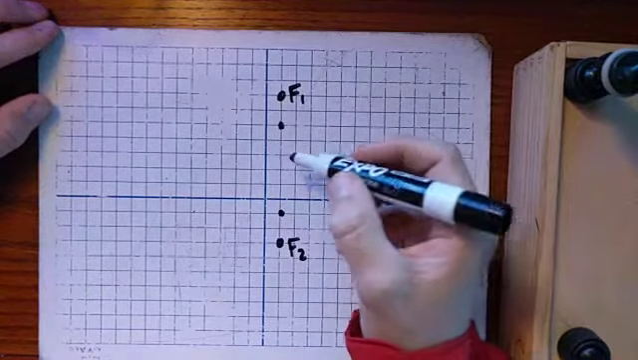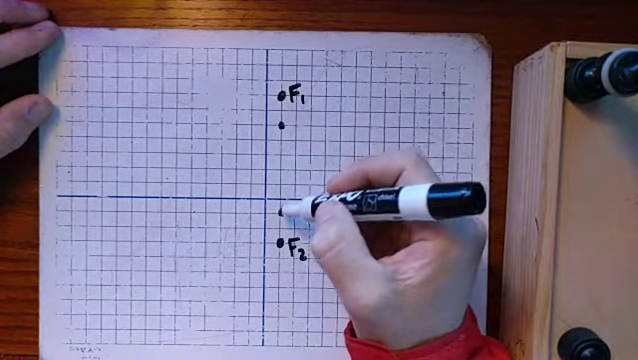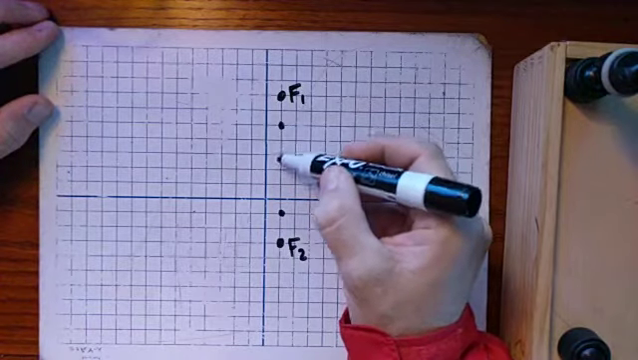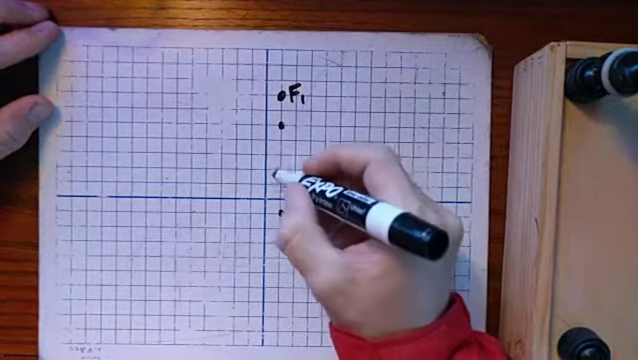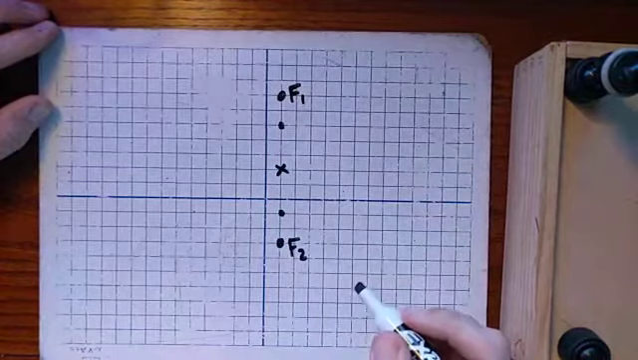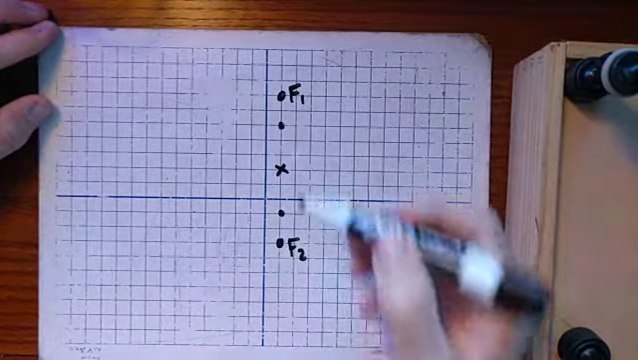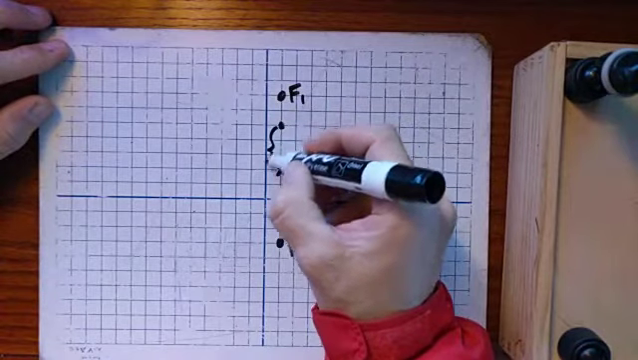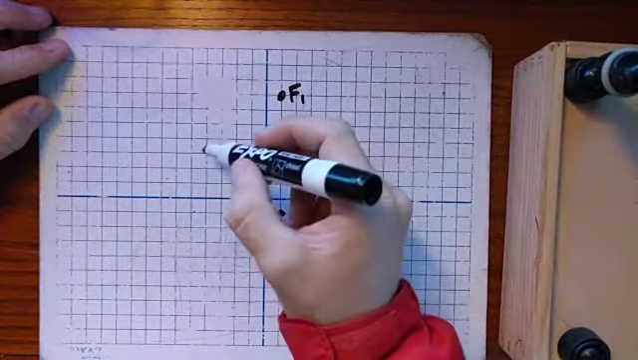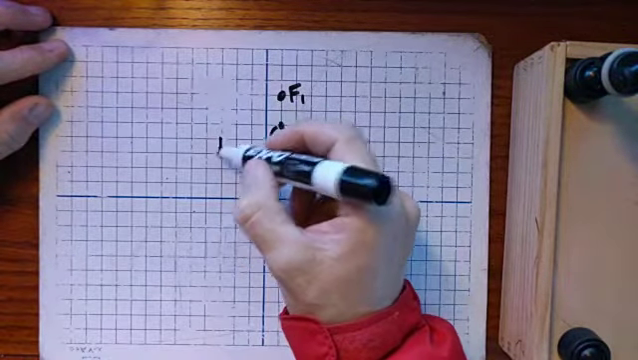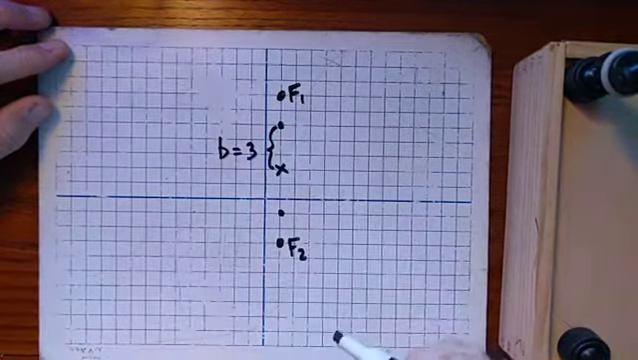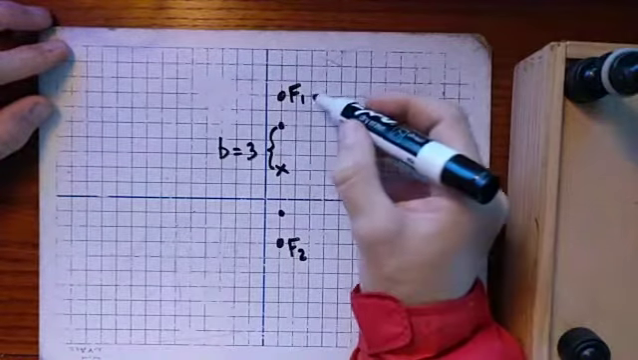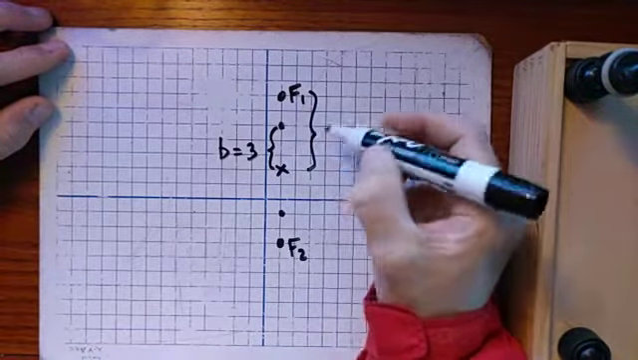Okay. So the center then, if there's 6 units here, 1, 2, 3, 4, 5, 6, the center must be right there, halfway between the vertices and also halfway between the foci. So right away, we can tell that this distance is 3 units, and this distance is B. B is 3, right? That's the distance you go up and down from the center. And then the focal distance, the C distance, is 5.